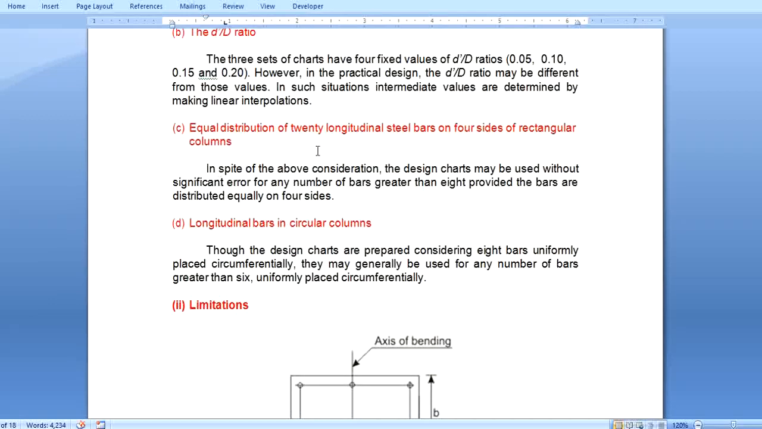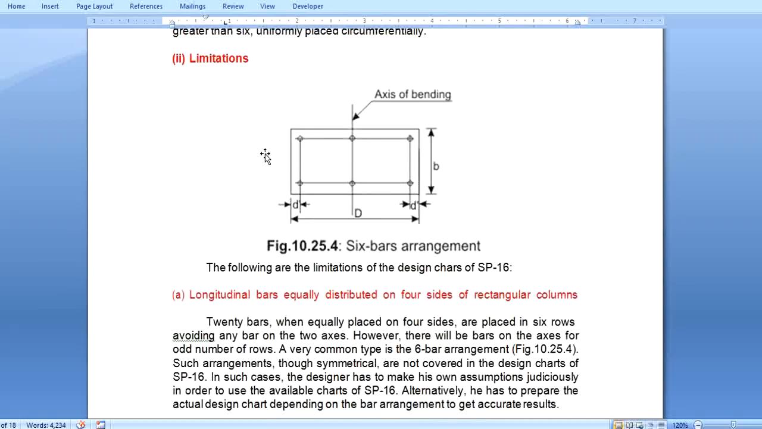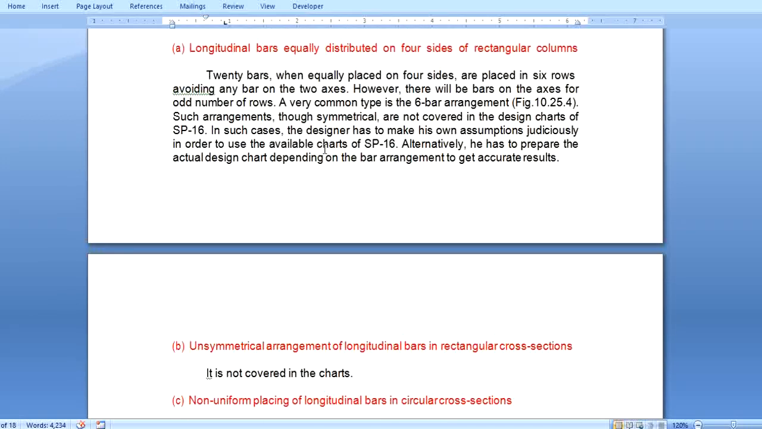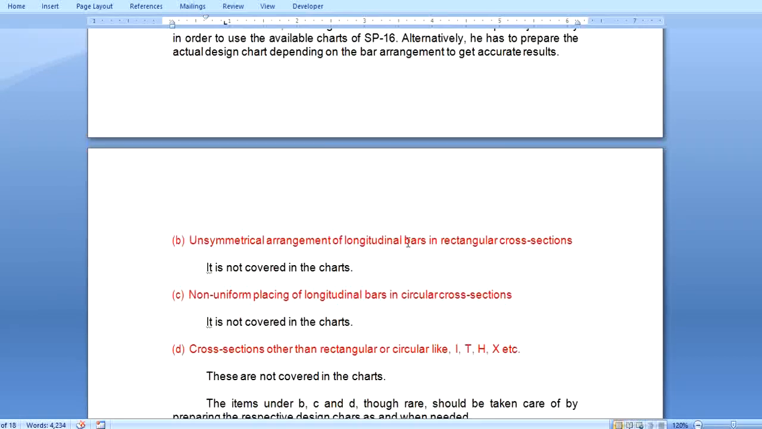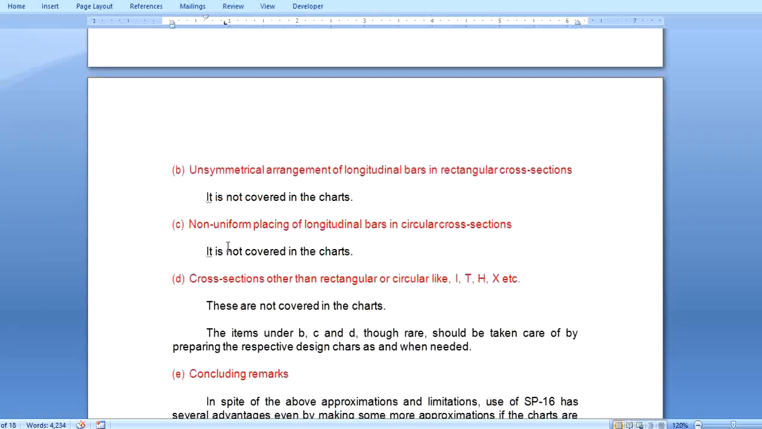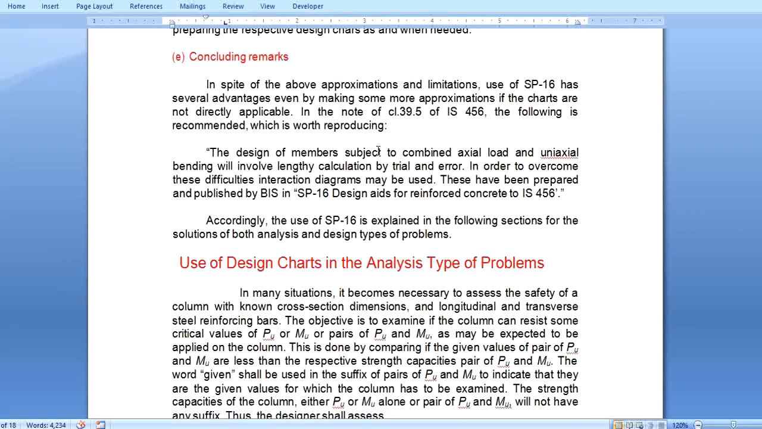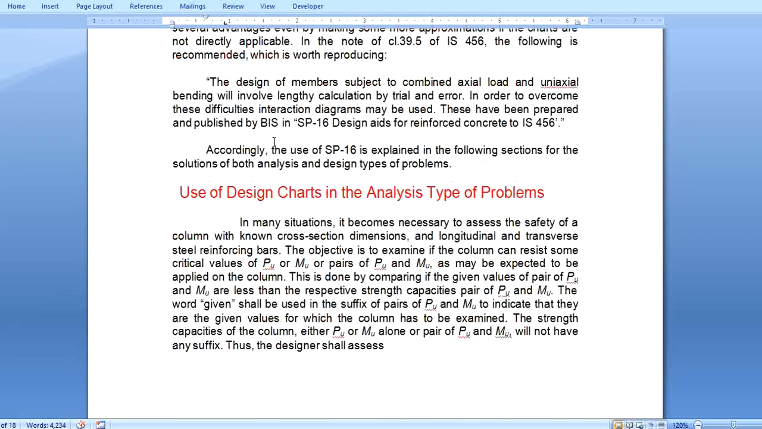So distribution of reinforcement is also a limitation. Longitudinal bars are equally distributed on four sides. It is only applicable for that particular arrangement. Unsymmetrical arrangement of longitudinal reinforcement is not covered. Non-uniform placement of longitudinal bars is also not covered. For cross-section, it is applicable only for rectangular or circular shapes. I, T, H, X, etc. sections are not covered. So these are the limitations of SP16 charts.